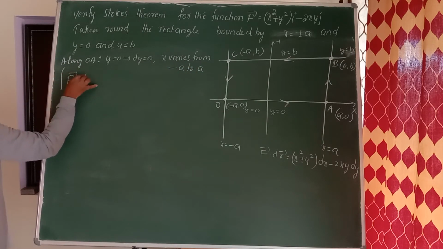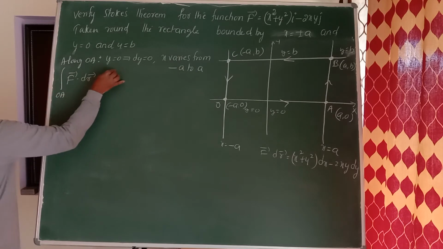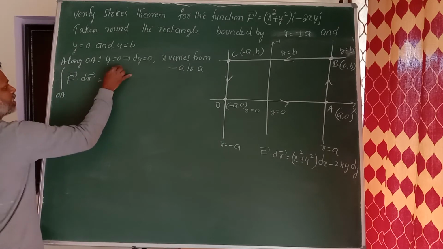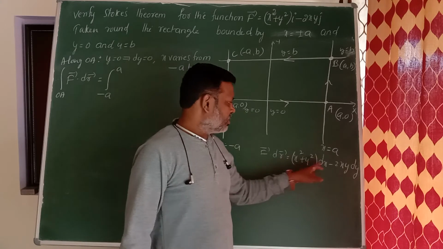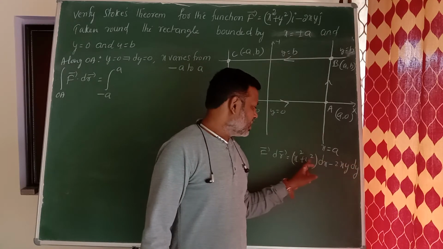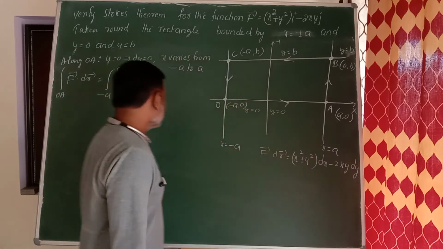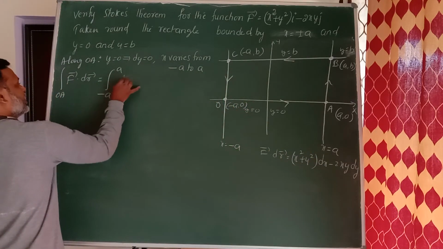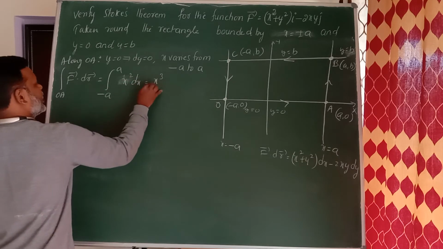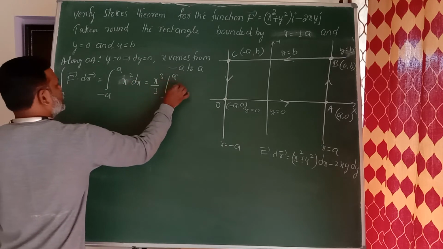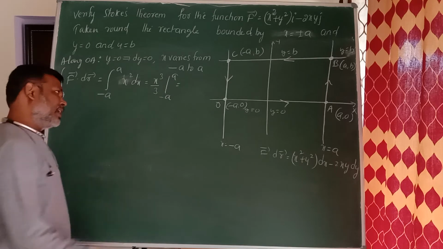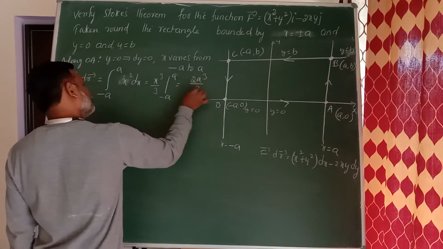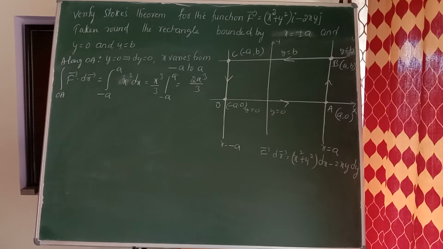So along OA, f dot dr is equal to the integral from minus a to a. Here I have to write f dot dr. Y is equal to 0, dy is equal to 0, so this quantity becomes 0. Here y is equal to 0, so this becomes x square into dx, which is the remaining thing. Applying this, it becomes x cube by 3 from minus a to a. By applying the upper limit, a cube by 3 minus of minus a cube by 3, this becomes 2a cube by 3. This is what 2a cube by 3. And the second one is along AB.